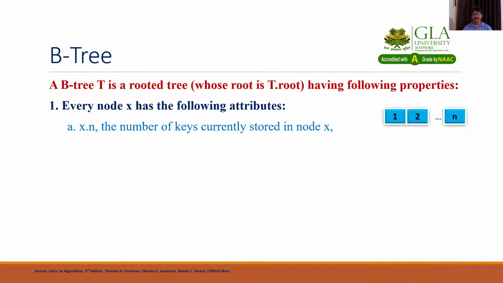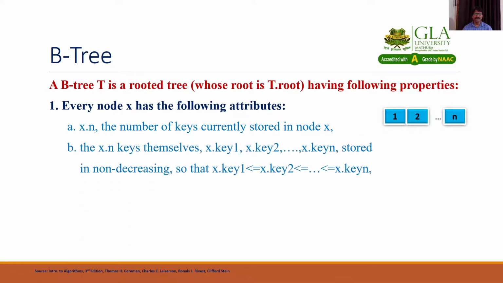We can see the example. This is one node X which consists of 1, 2 up to n number of elements, so whatever the number of elements you can store. Now at the time of storage, what property should you follow? This property tells you that for the X dot n keys, X dot key 1, X dot key 2, up to X dot key n, you have to maintain sorted order. You have to arrange this data at the time of insertion in increasing order, you can say non-decreasing order.